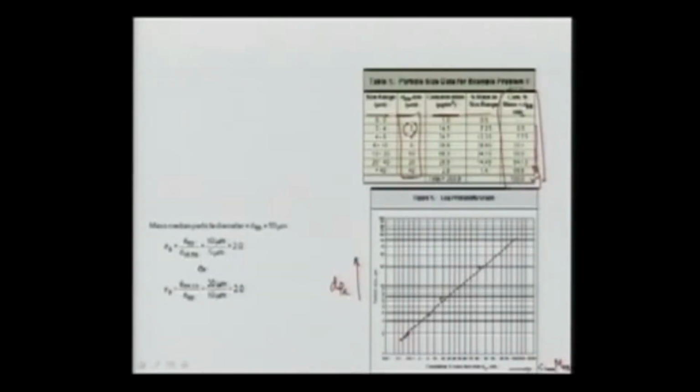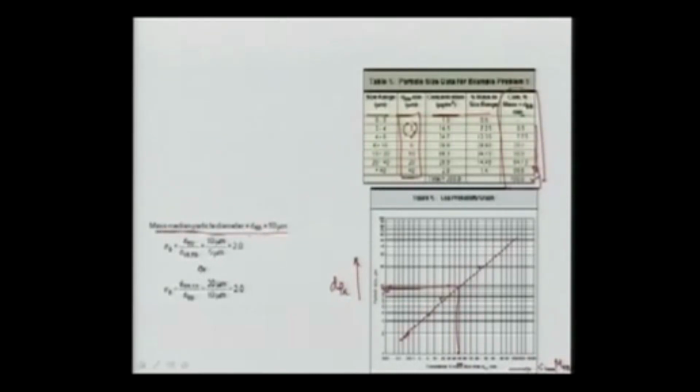Since it is a straight line, I can certainly say that the particle size is log normally distributed, and I want to find out the median diameter. So I go to the cumulative value equal to 50. This is my 50 point, then I go along the 50 line to this side and I can find out my mean diameter. So D50, or the mass median particle diameter, is 10 micron.